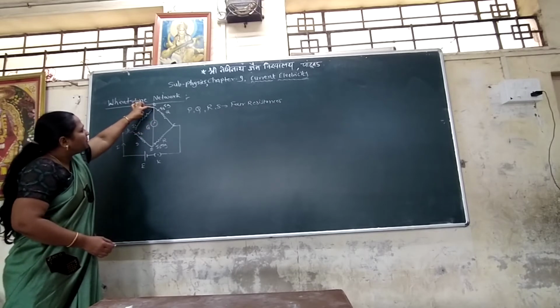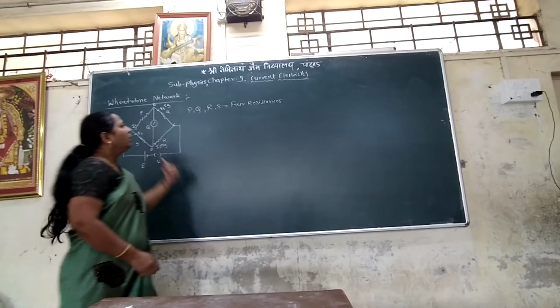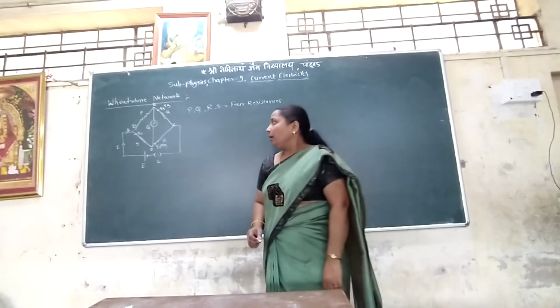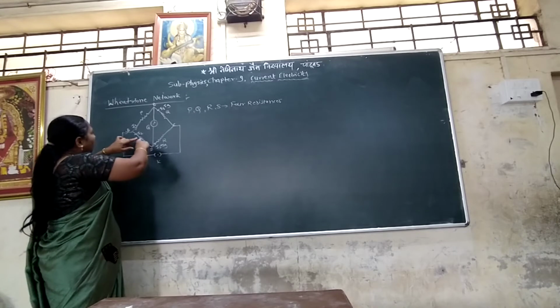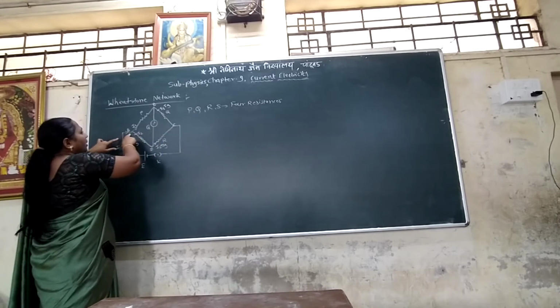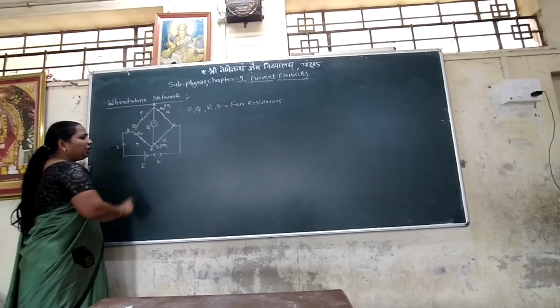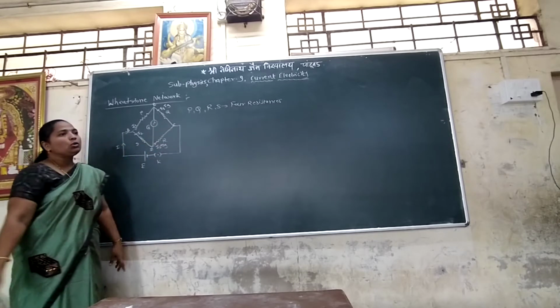Across the terminals B and D, a galvanometer is fixed between those two terminals. And across the other diagonally opposite points, A and C, a battery and key are connected in series combination across the Wheatstone's network.